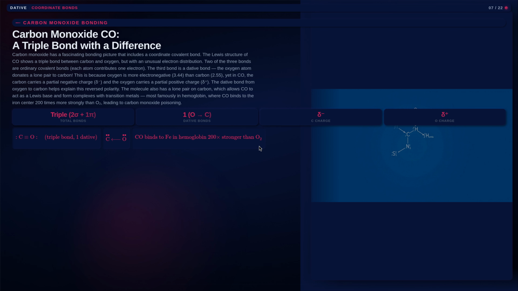Carbon monoxide has a fascinating bonding picture. It has a triple bond between carbon and oxygen, but one of the three bonds is a dative bond where oxygen donates a lone pair to carbon. This explains why carbon carries a partial negative charge despite being less electronegative than oxygen. CO acts as a Lewis base through the lone pair on carbon, binding to iron in hemoglobin 200 times stronger than oxygen, causing carbon monoxide poisoning.